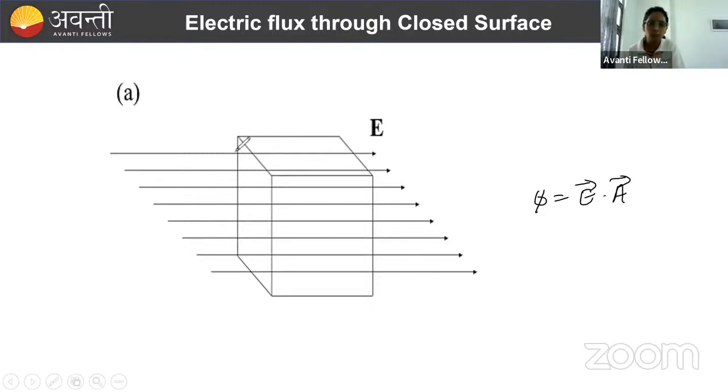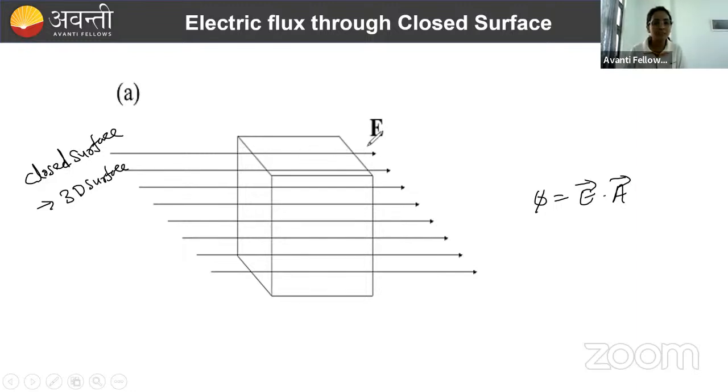But before that, let me show you. If the surface is closed, the first thing is, what do we mean by a closed surface? Closed surface means your 3D surface. Whatever is 3D is a closed surface, like your cuboid, your cube, your cylinder, your cone. All these are closed surfaces, 3D surfaces, right?